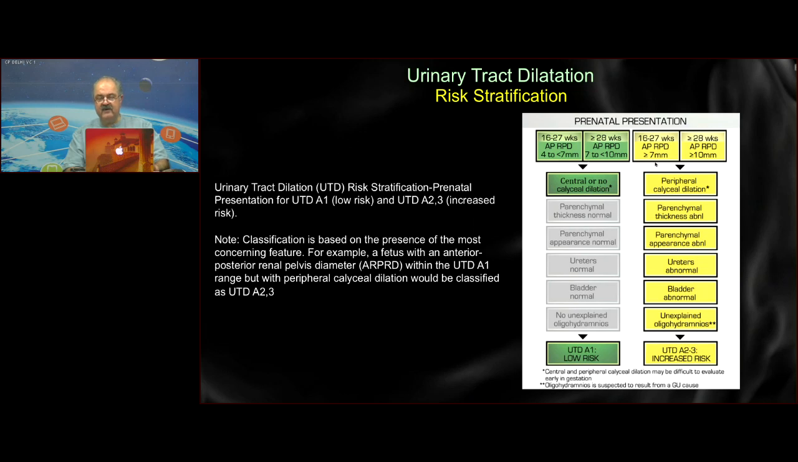If it is more than 7 up to 28 weeks and more than 10 after 28 weeks, then you start looking for any of these: peripheral calyceal dilatation, parenchymal thickness, parenchymal appearance, dilated ureters, over-distended bladder or trabeculated bladder, unexplained oligohydramnios. That puts it into urinary tract dilatation A2, A3 and increased risk. And that is important because on the basis of this, you will decide what you have to do during the pregnancy and after the pregnancy.